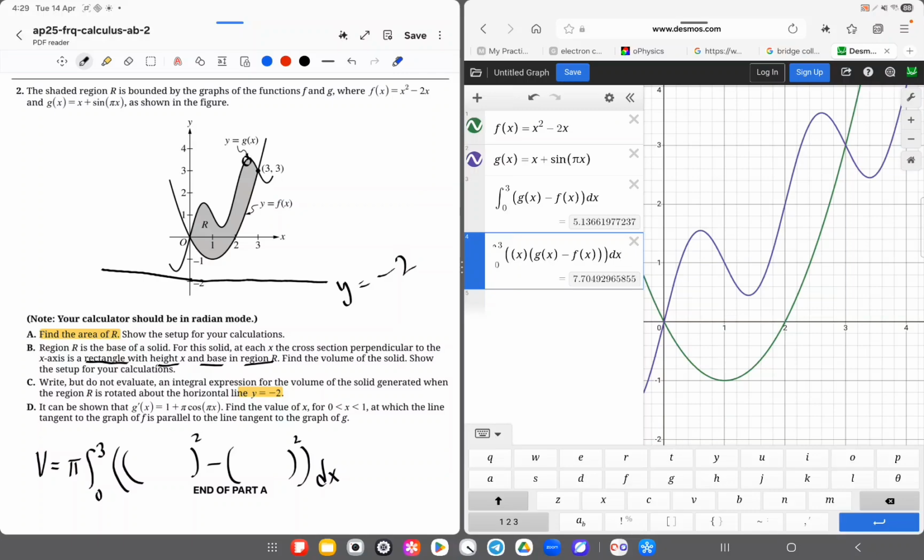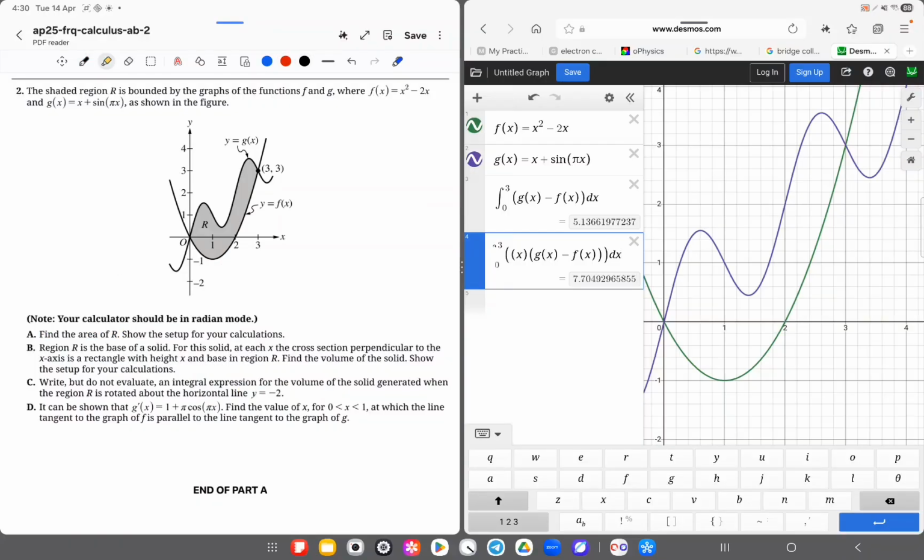You must now do the top function minus the line. So g of x minus -2, so g of x essentially plus 2. Then do the lower function minus the line. So f of x minus -2, so f of x plus 2. This is the setup, not the answer. So we're good.